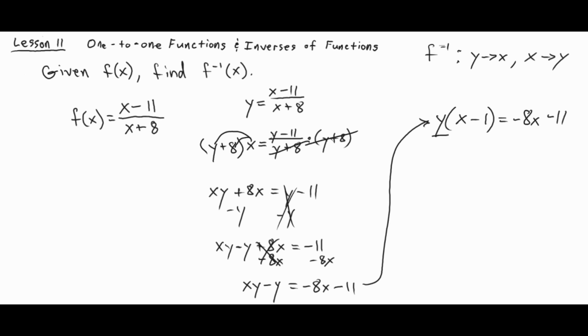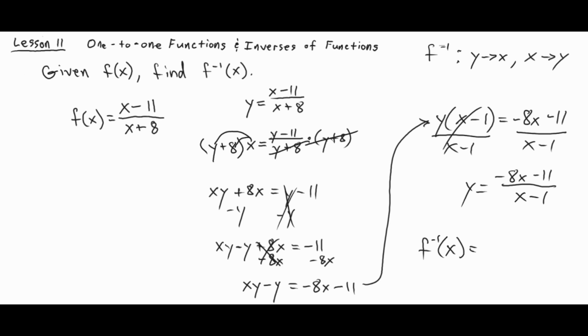Okay. Now all we got to do is divide by x minus 1, and we wind up with y is equal to negative 8x minus 11 over x minus 1. And so now we can just simply say that f inverse of x is equal to negative 8x minus 11 over x minus 1. Now let's say that we wanted to know, well, what is f inverse of negative 3?